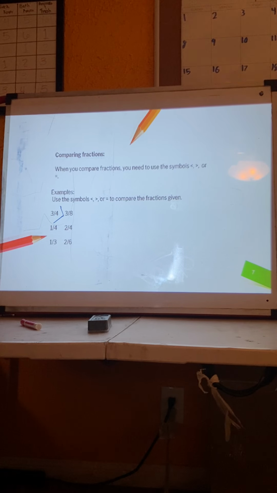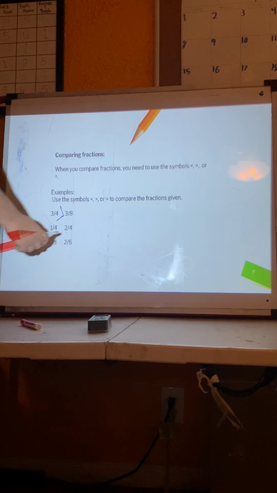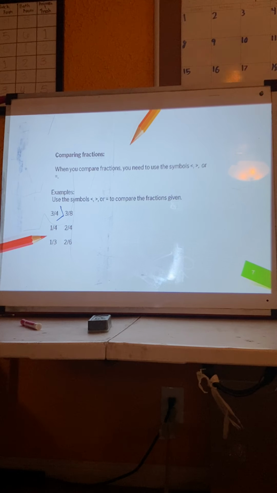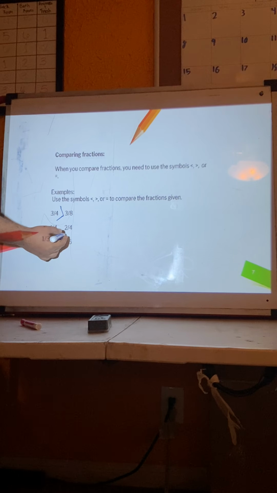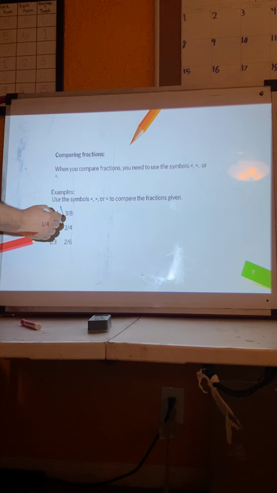Now, let's move on to whenever the denominators are the same. Denominators are the bottom numbers again. Whenever the denominators are the same, you compare the numerators, the top numbers. Now, this one's different because when the numerator is bigger, the fraction is bigger. So, when the denominators are the same, compare the numerators. The bigger the numerator, the bigger the fraction. So right here, 2 is bigger than 1. So 2/4 is greater than 1/4.